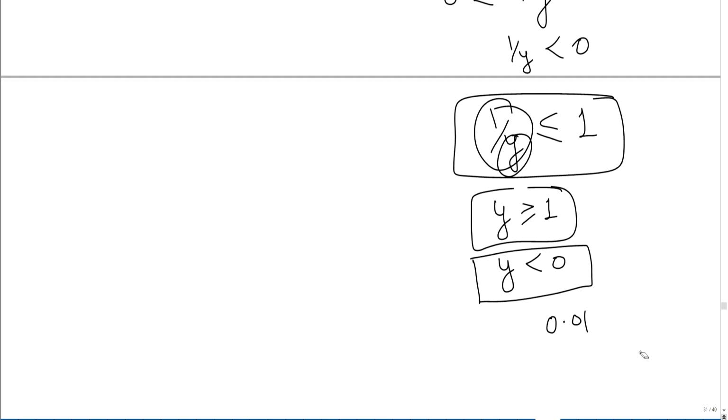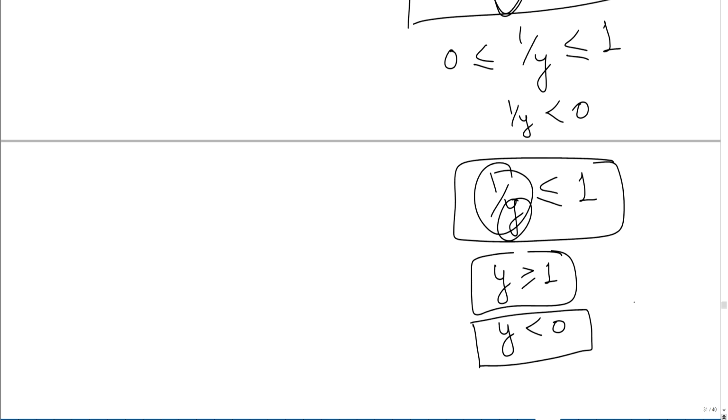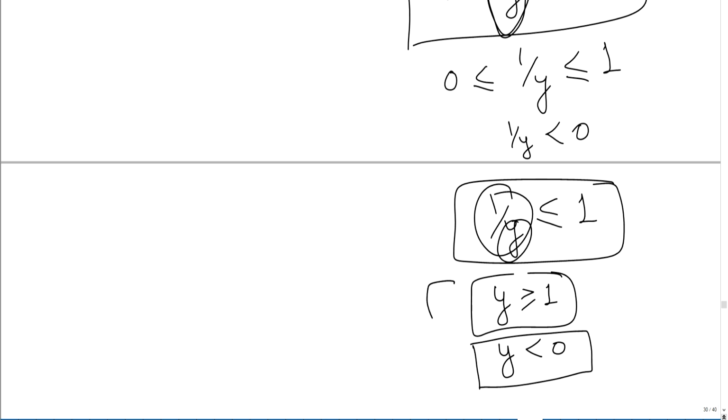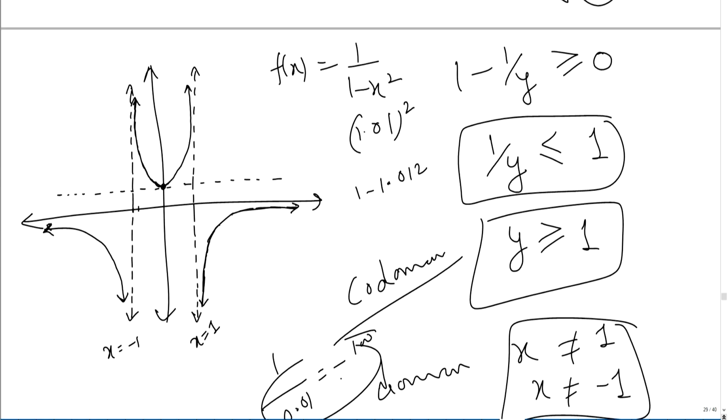So the only way this inequality will hold is that either y is greater than or equal to 1 or y is a negative value. So there are two solutions, and that is exactly what we saw in the graph, right. So this is the actual codomain of the function. This is what we see in the graph. y can take any value except this range between 0 and 1.